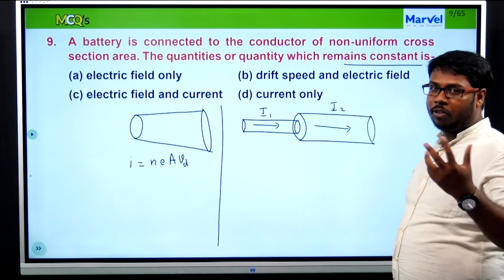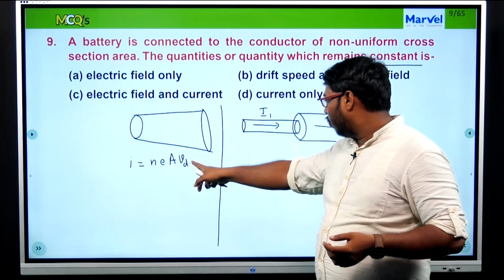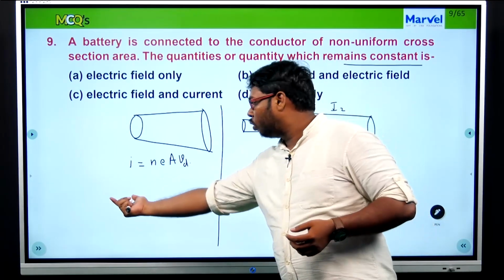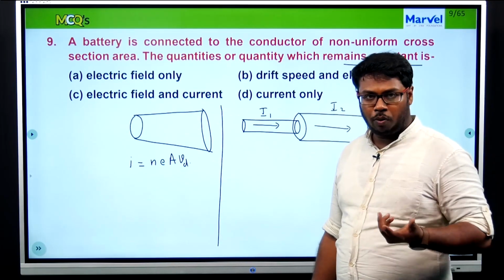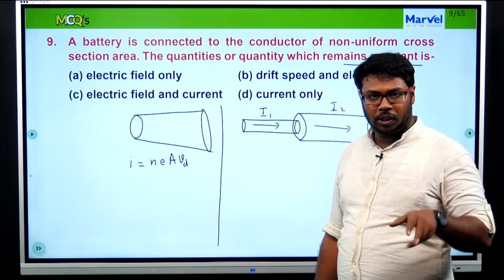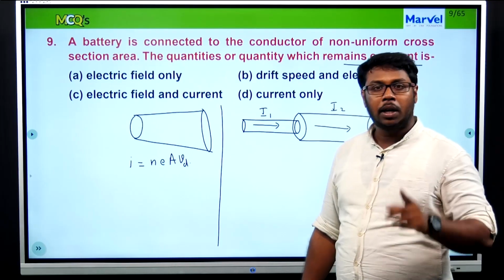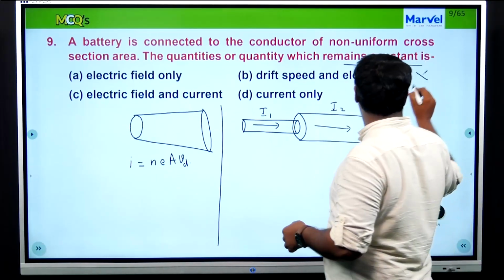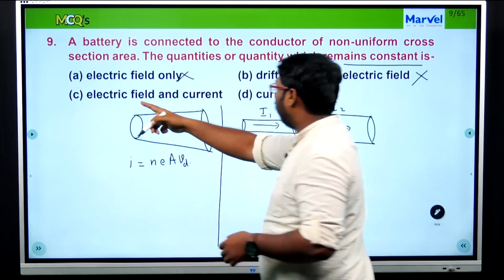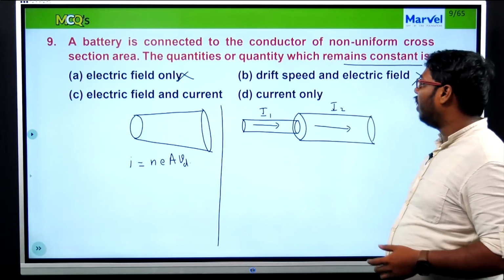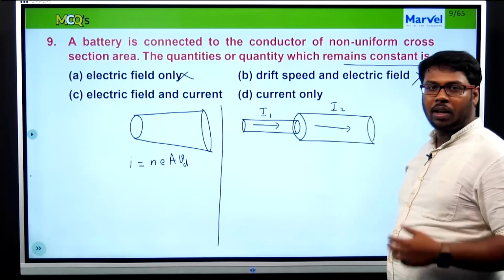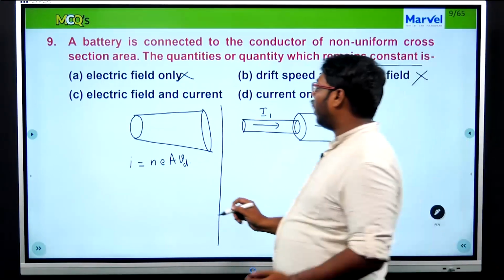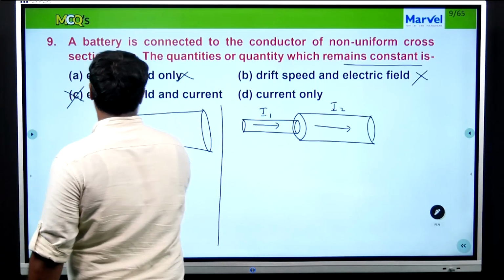But what about the drift velocity? You see, keeping the drift velocity on the other side, you can take these two quantities to the left and you very well see that your drift velocity is inversely proportional to area. So your drift velocity depends on the area. So this option is also wrong. Now coming to the third option, the electric field and the current. Already the electric field is not uniform, I have talked about that. So option C is wrong too.